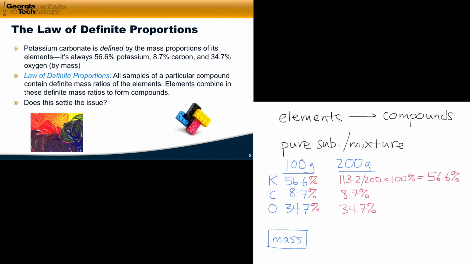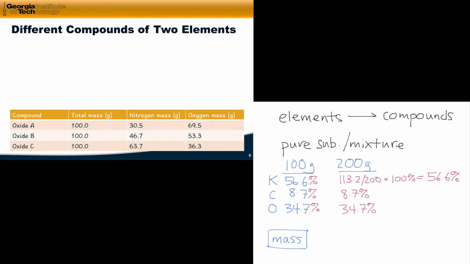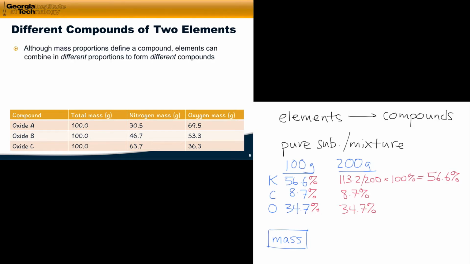So for example, we could look at a different compound containing potassium, carbon, and oxygen and see what its mass ratios are and relate those to the ratio we see in potassium carbonate. We're going to do that not with potassium, carbon, and oxygen, but with compounds of nitrogen and oxygen. And one of the first things to notice, which we've alluded to already, is that elements can combine in different proportions to form different compounds. So even though a particular set of percentages defines a compound, the same set of elements could combine in different proportions to form a different compound.